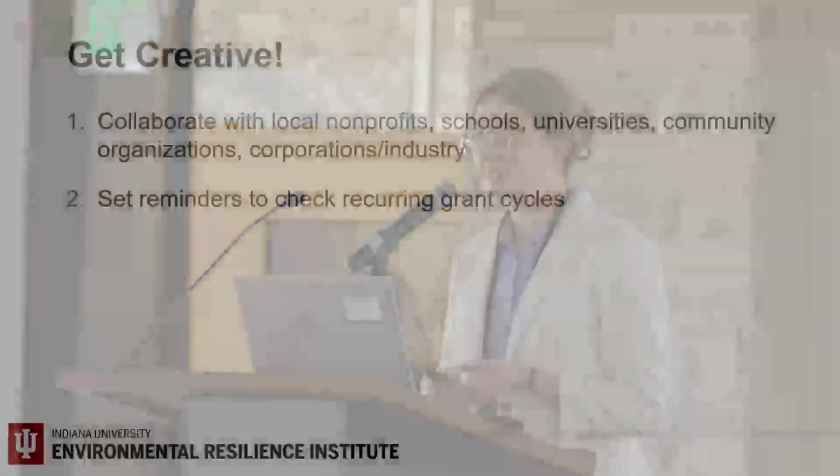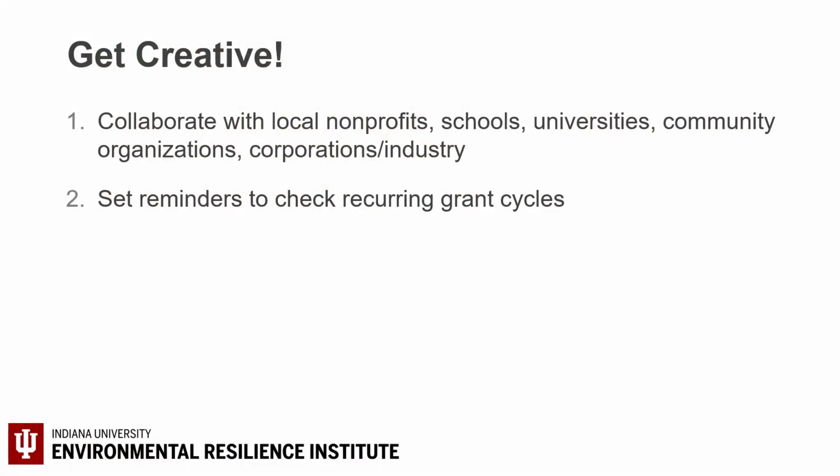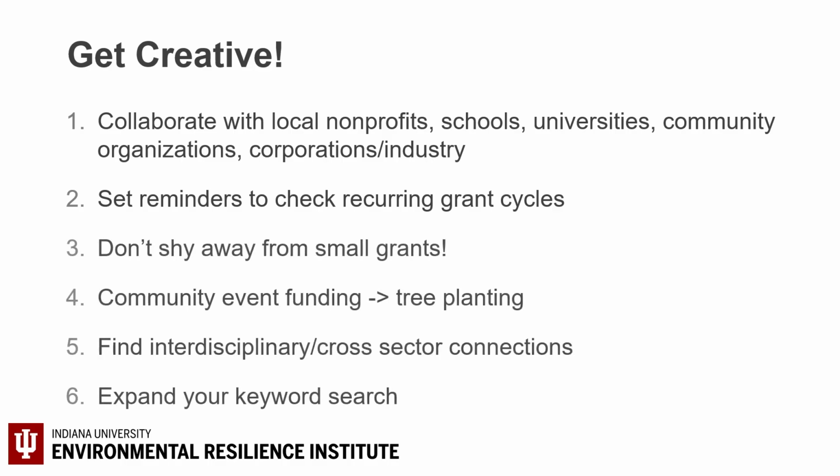And then related, set reminders to check recurring grant cycles. If you know a grant is happening roughly once every quarter, roughly once every year, it never hurts to put a little calendar reminder to make sure you're checking in and it doesn't surprise you two weeks before the deadline that it's open again. And then don't shy away from small grants.